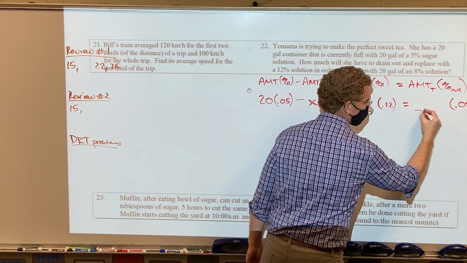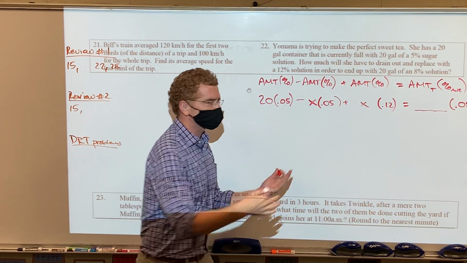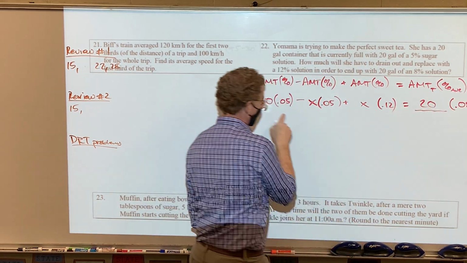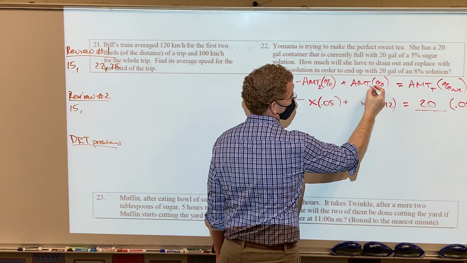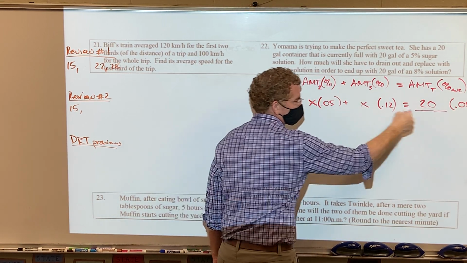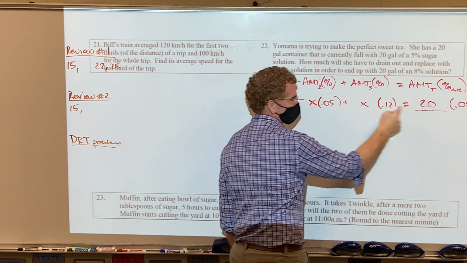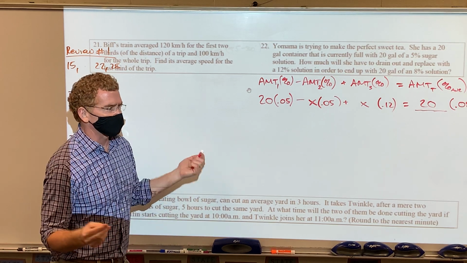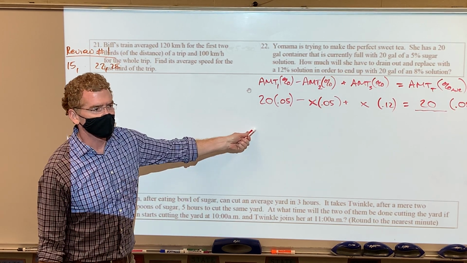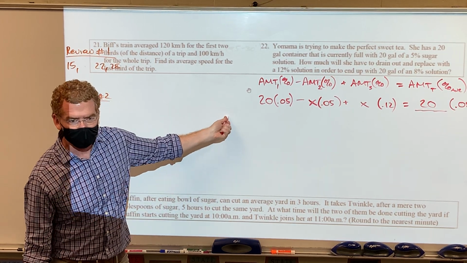8%. But how much? 20. Back to 20, which makes sense because this amount, first amount, minus second amount, plus third amount, all these amounts have to add to 20, and they do: 20 minus x plus 6. Now I can't imagine it getting any harder than that. I mean, there's a lot going on in that thing, right?